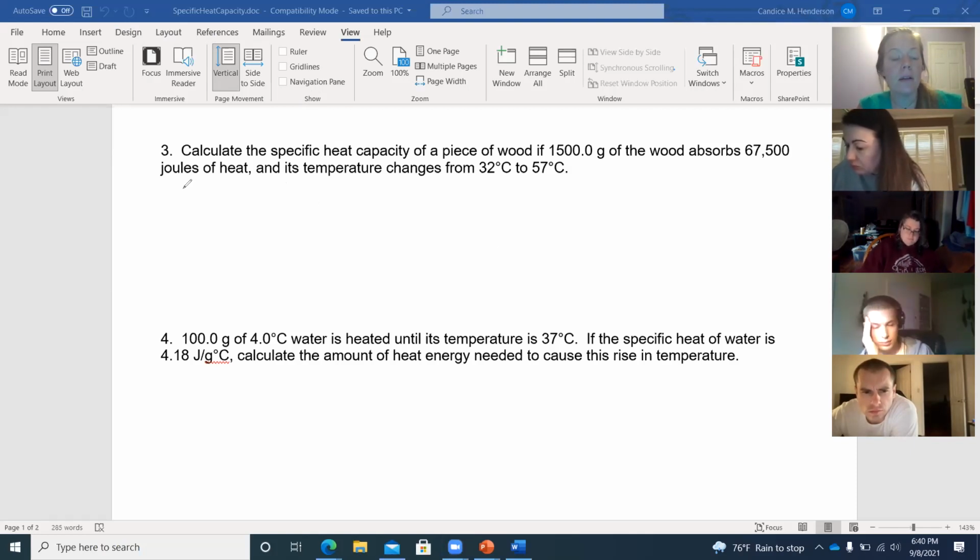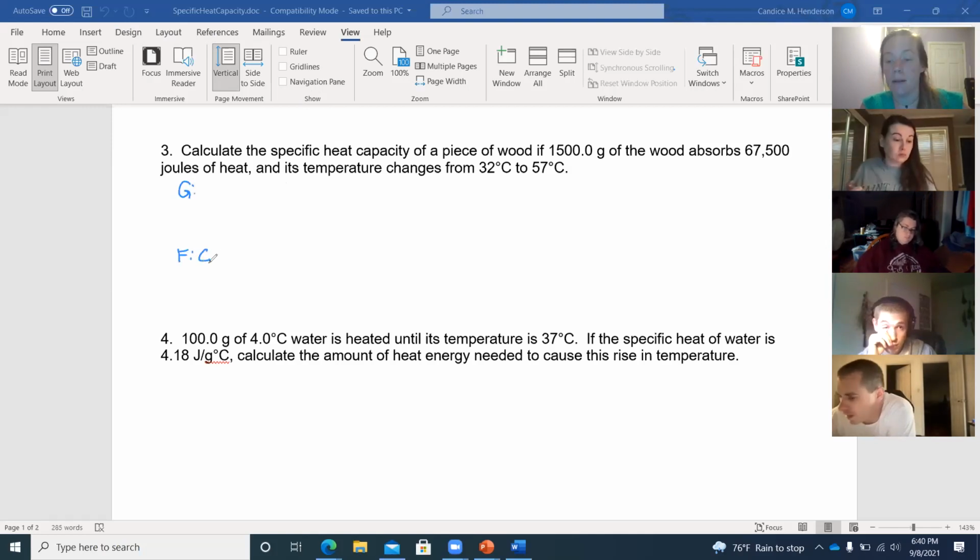Let's put our given here. We're trying to find C. Hopefully you got to that point. You know you want to solve for C. If you don't even know what the problem is asking you to do, it is hard to work through the problem. So make sure you get your givens and your finds.